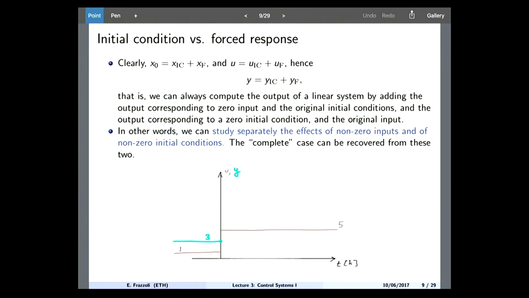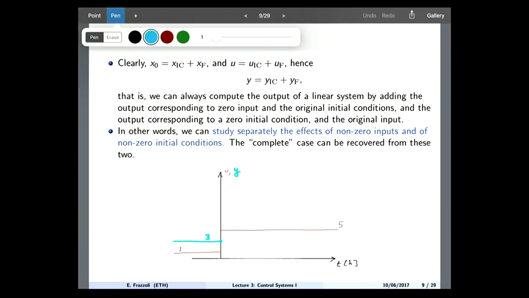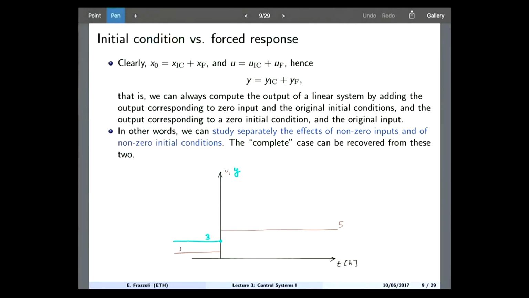Once we have the homogeneous response and the forced response, I will just add them up, and then what I will get is the actual response of my system. Now let's go back to your intuition. What do you think will be the initial condition response? So now I start here. The temperature is 3 degrees, and I do not turn on the heater. I actually switch it off. What do you think will happen to the temperature?